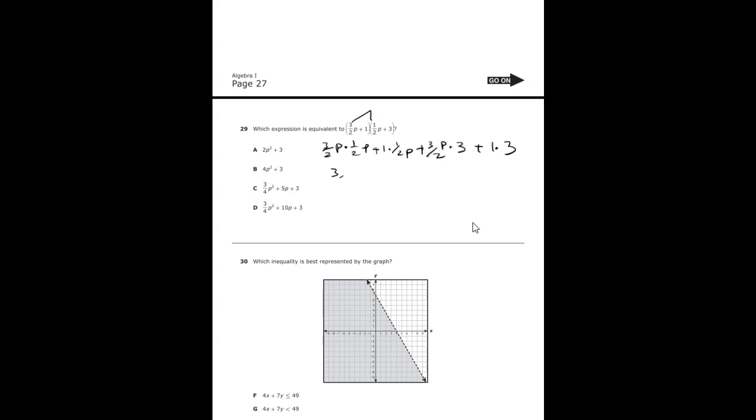So this is 3 over 4p squared plus 1 over 2p plus 9 over 2p plus 3. So this is 3 over 4p squared plus 10 over 2p plus 3. So 3 over 4p squared, 10 over 2p is 5p. So that's this right here.